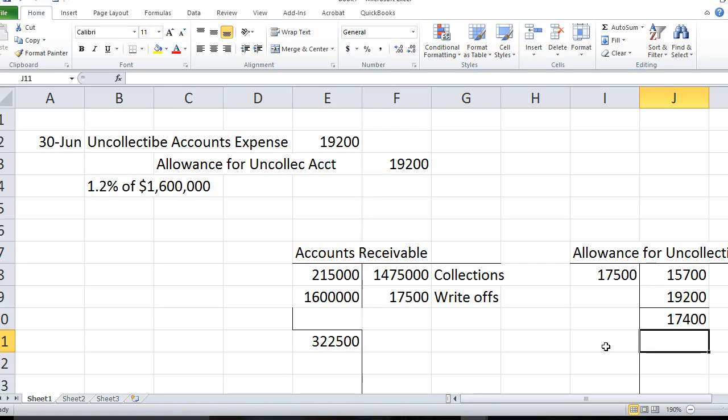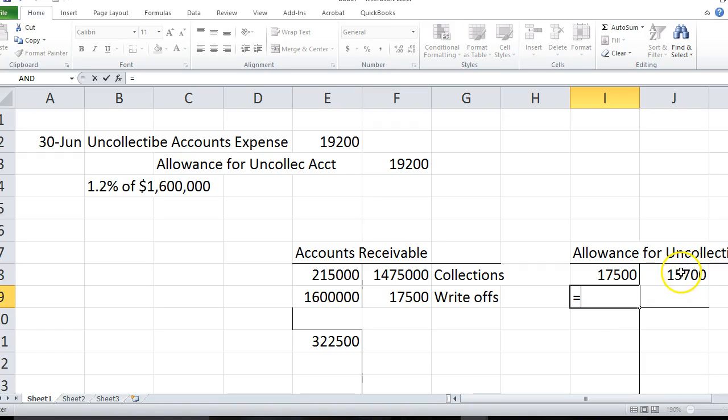Our balance was at 15,700. And then we wrote off 17,500. Allowance for uncollectible accounts. So we had a balance sitting in here, prior to this new one, of $1,800 prior to doing our adjustment here, okay? $1,800 was our balance prior to this.